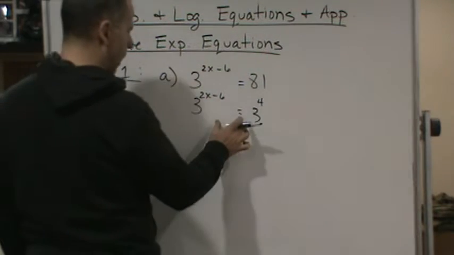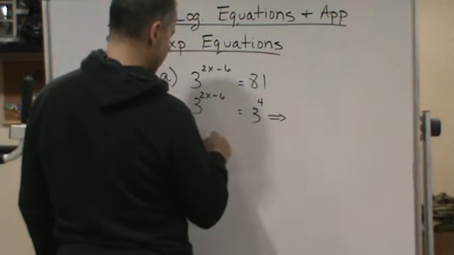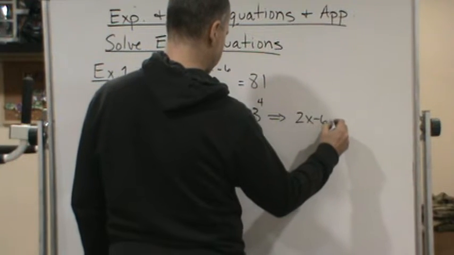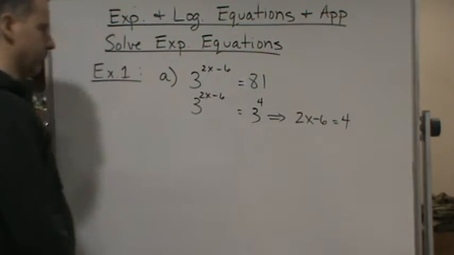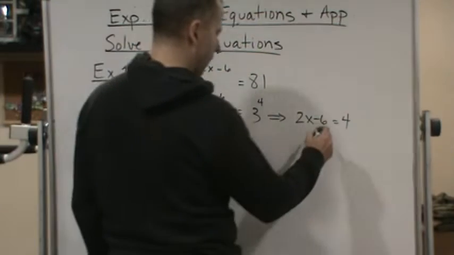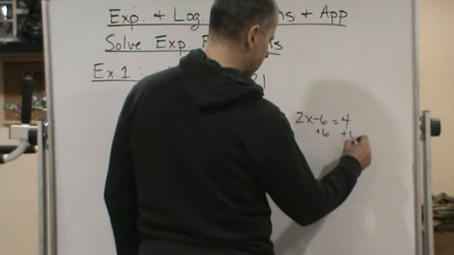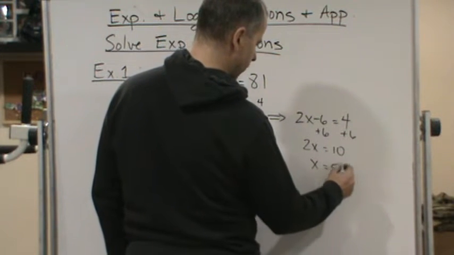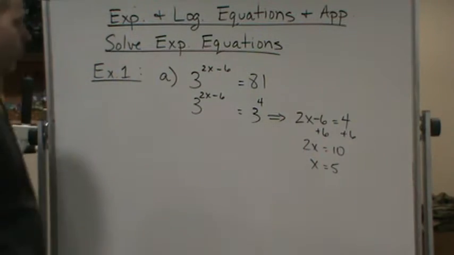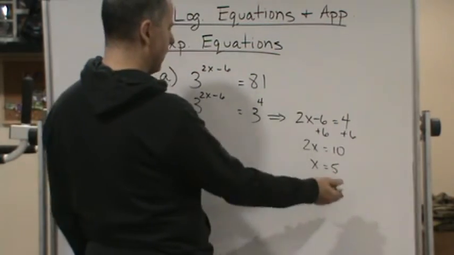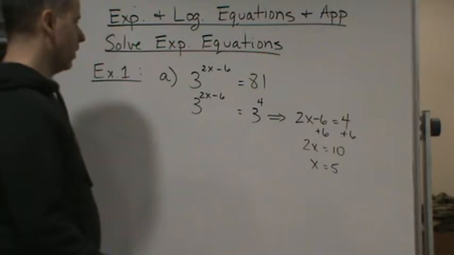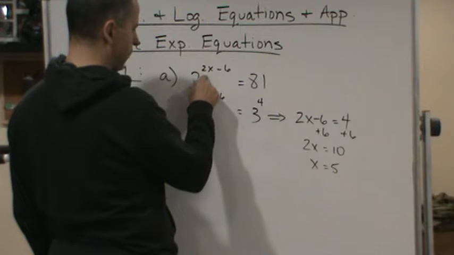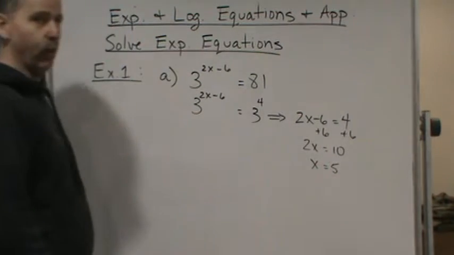And so now we can use the equality property that says, okay, if these are equal, then that means the exponents must be equal. And now we get that equation. And now we can just solve that. We add 6 on both sides, and we get 2x is equal to 10, and we get x is equal to 5. Okay? And then of course, always remember to check your answer to make sure that it works. So if we get 5, 2 times 5 is 10, minus 6 is 4, we get 3 to the 4th, which is equal to 81.